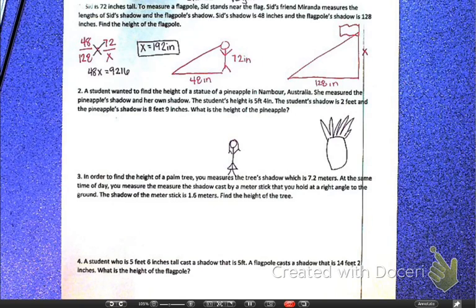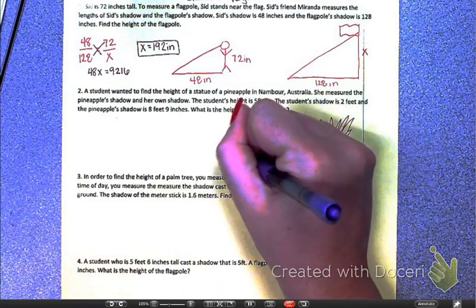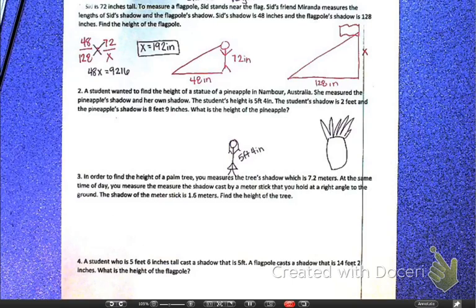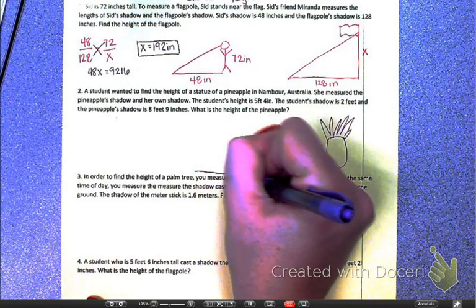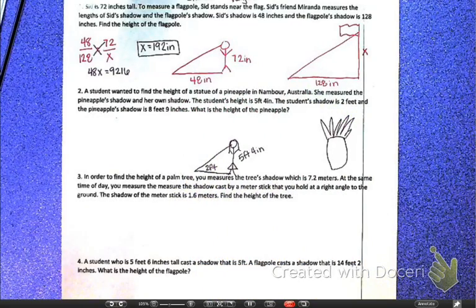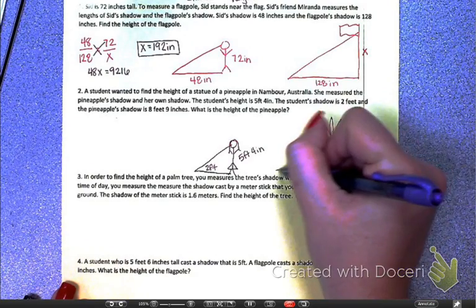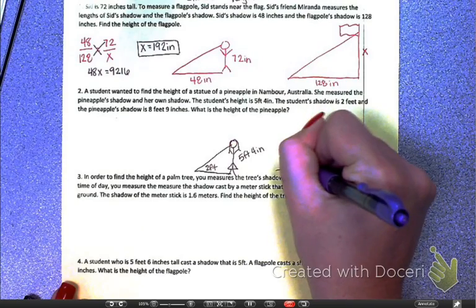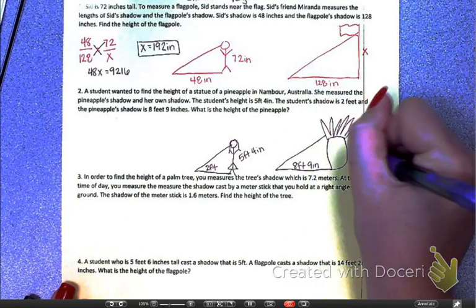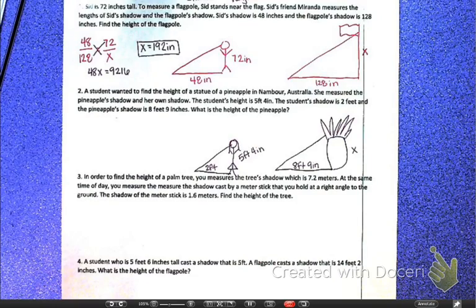She measures the pineapple shadow and her own shadow. The student's height is 5 feet 4 inches, and the student's shadow is 2 feet. The pineapple shadow is 8 feet 9 inches. And we want to find the height of the pineapple.